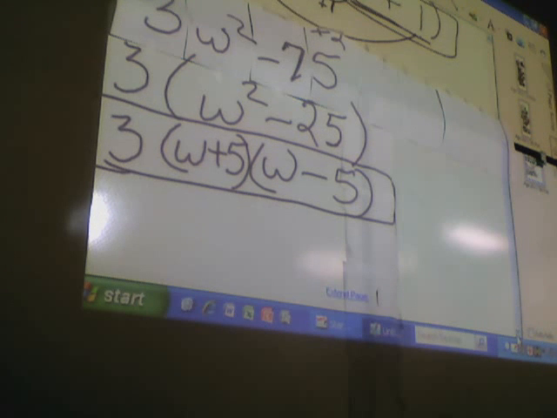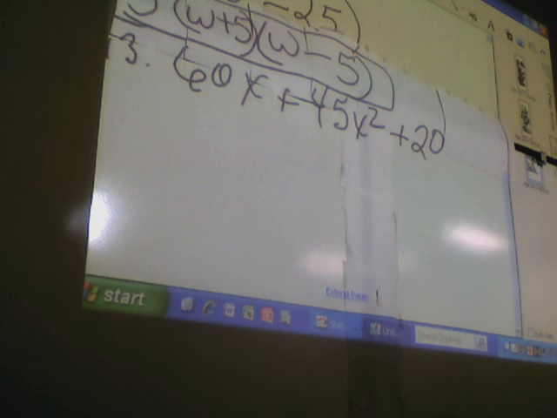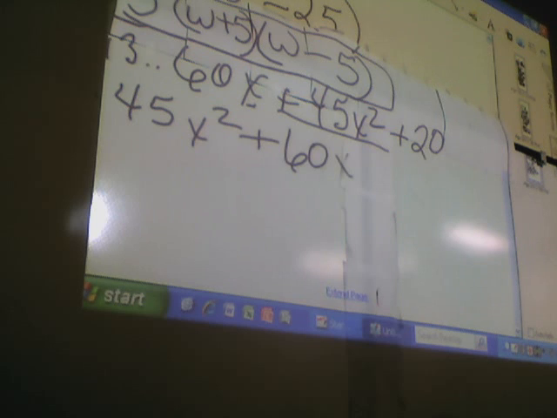Okay, number 13. 60x plus 45x squared plus 20. What do we need to do first? Descending order. So we'll put our x squared term first, 45x squared, then our x term, it's a positive, plus 60x, and then our last term, plus 20.